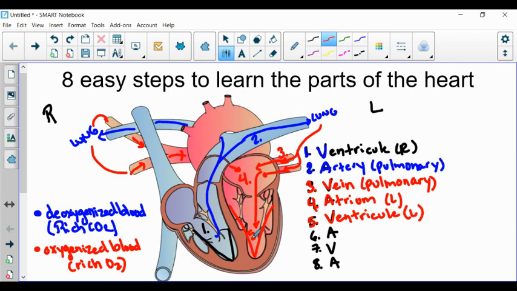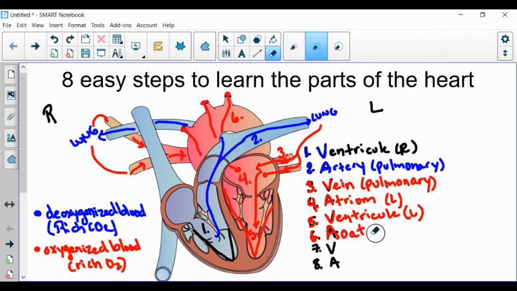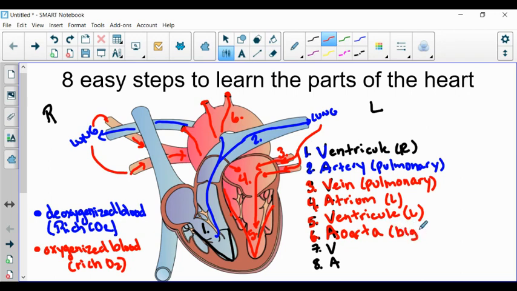6. So this fresh blood needs to get out to the body, and it's going to make its way into number 6, the aorta. It is an artery, specifically called the aorta. Excuse me. And that is the biggest artery in your body. Higher pressure.